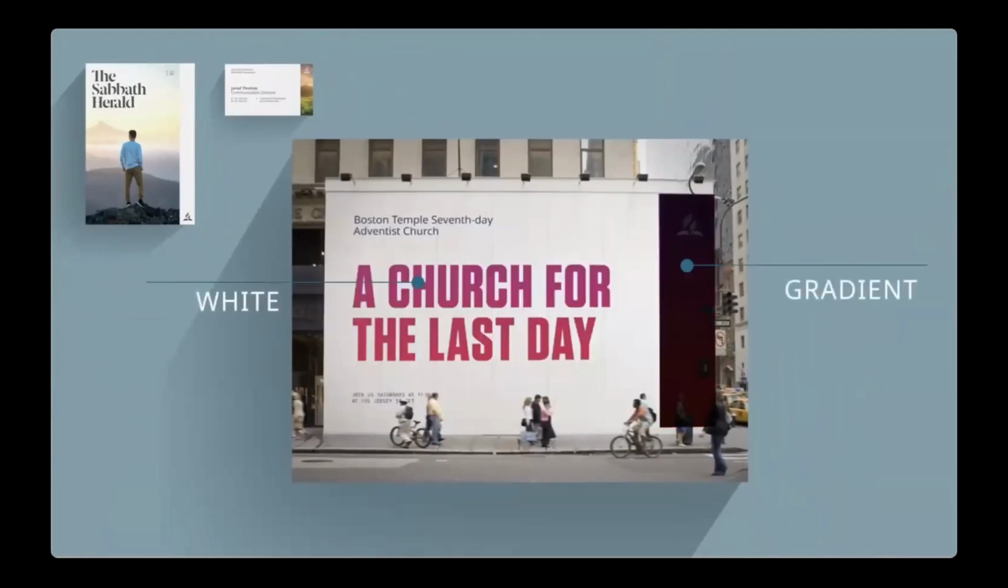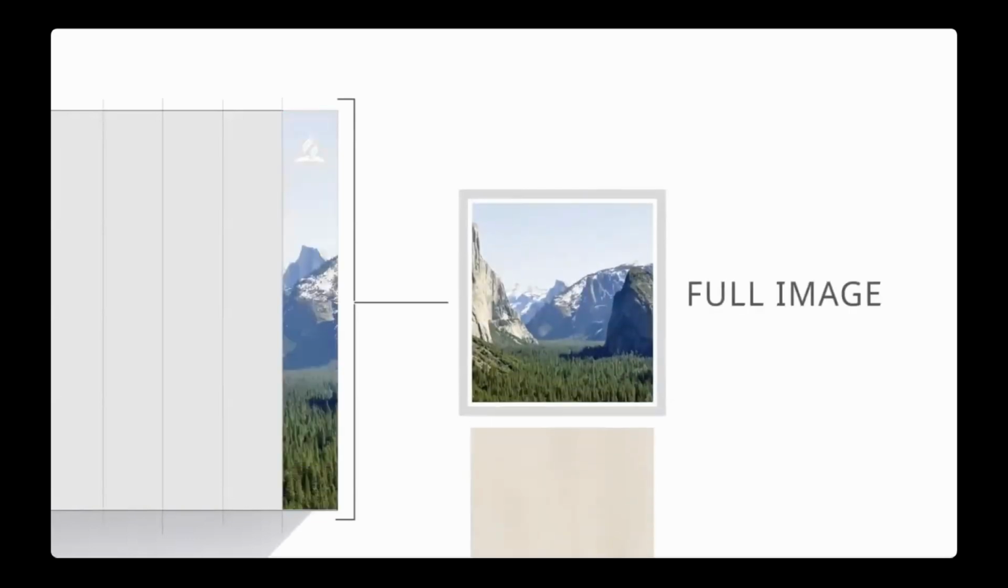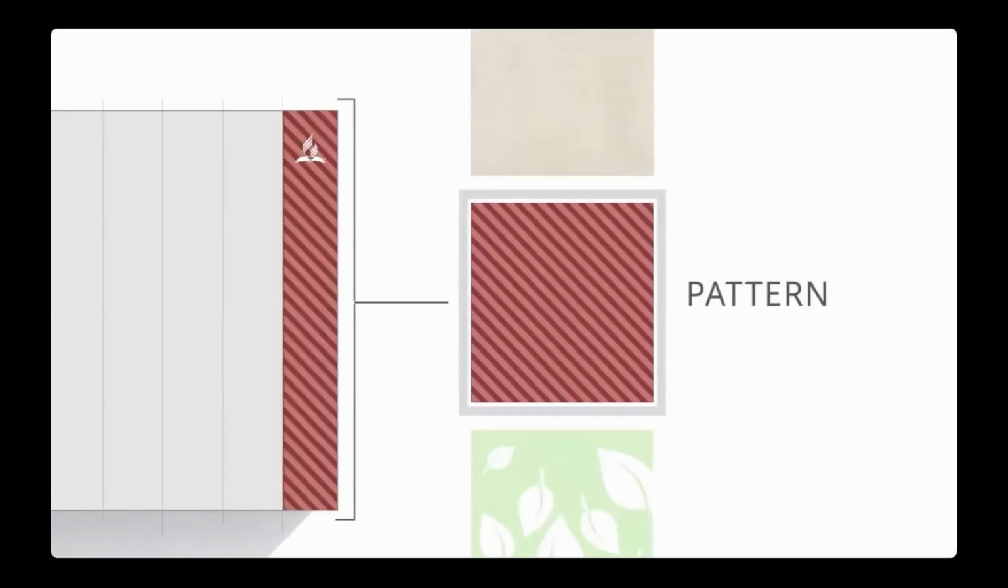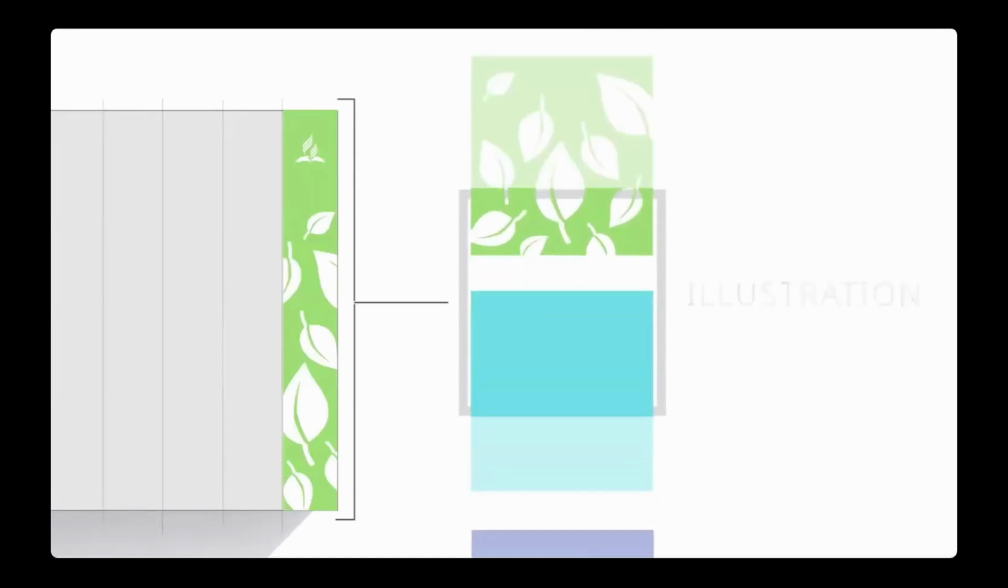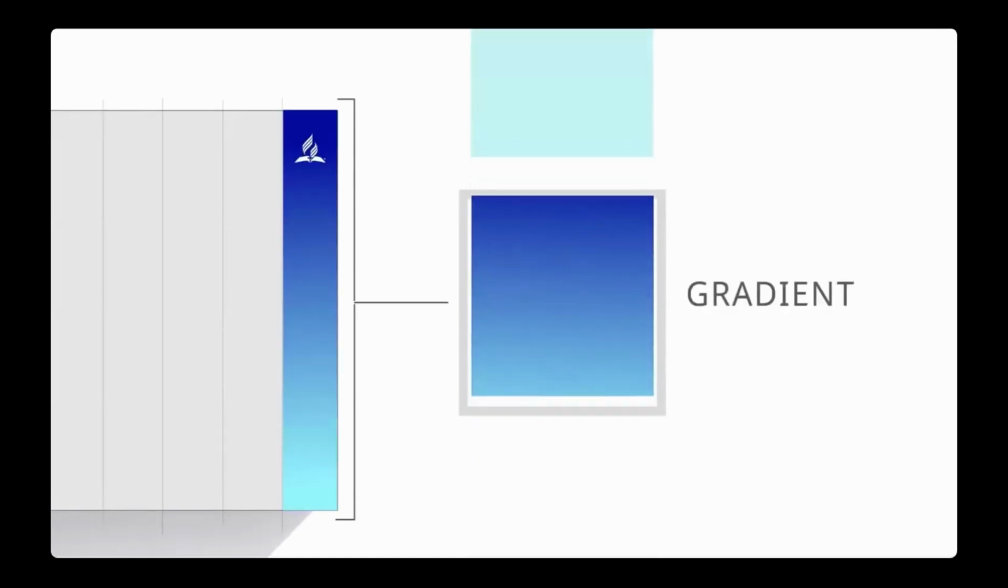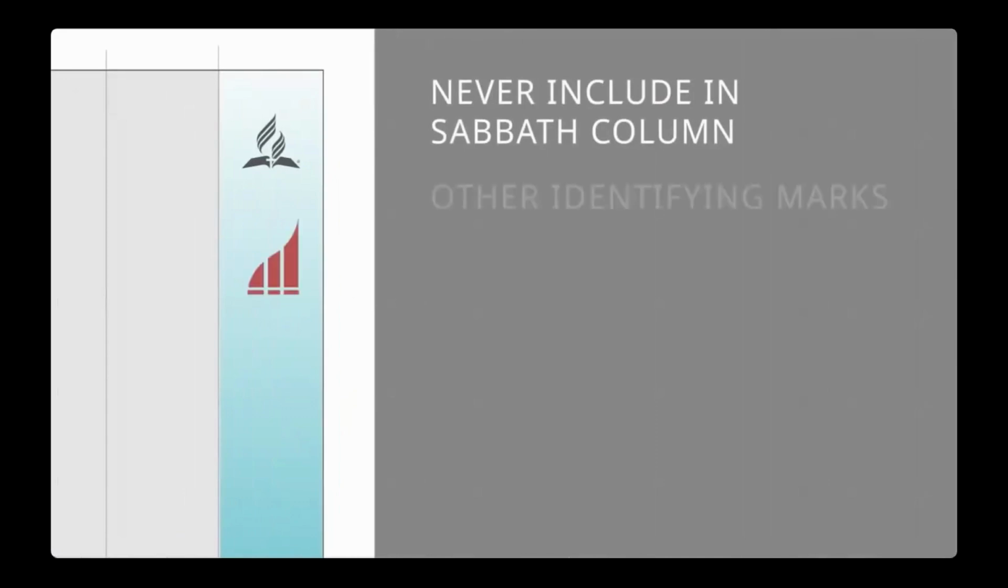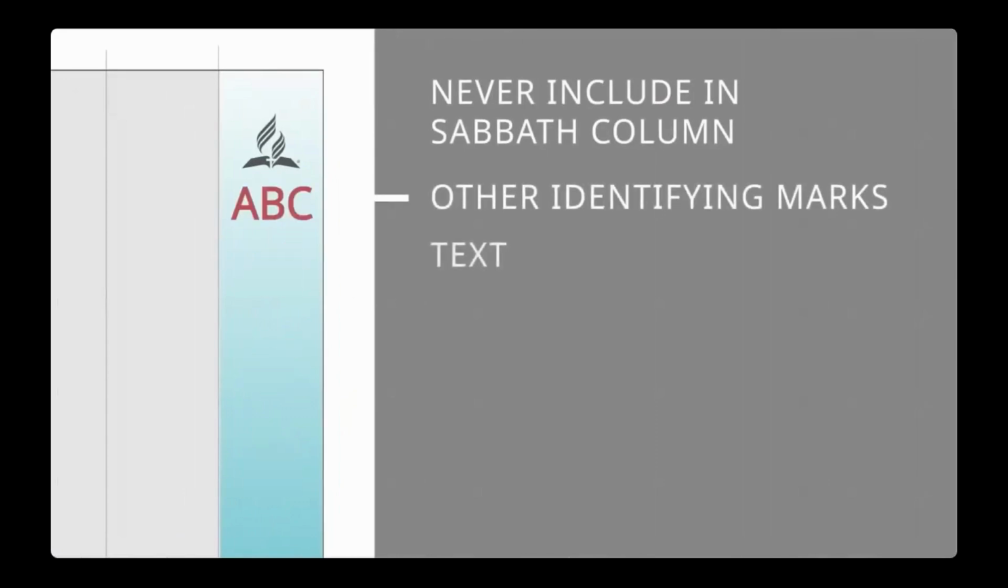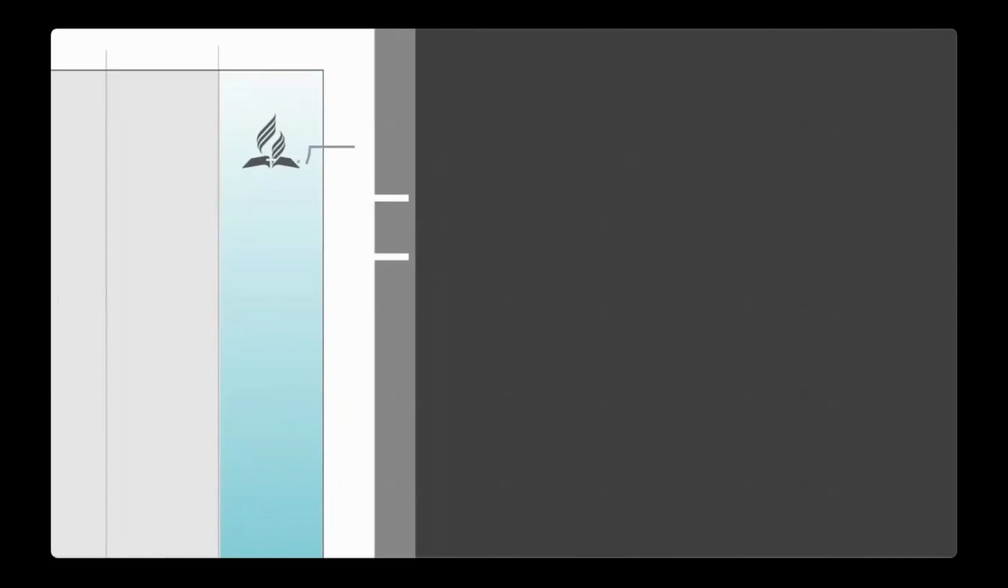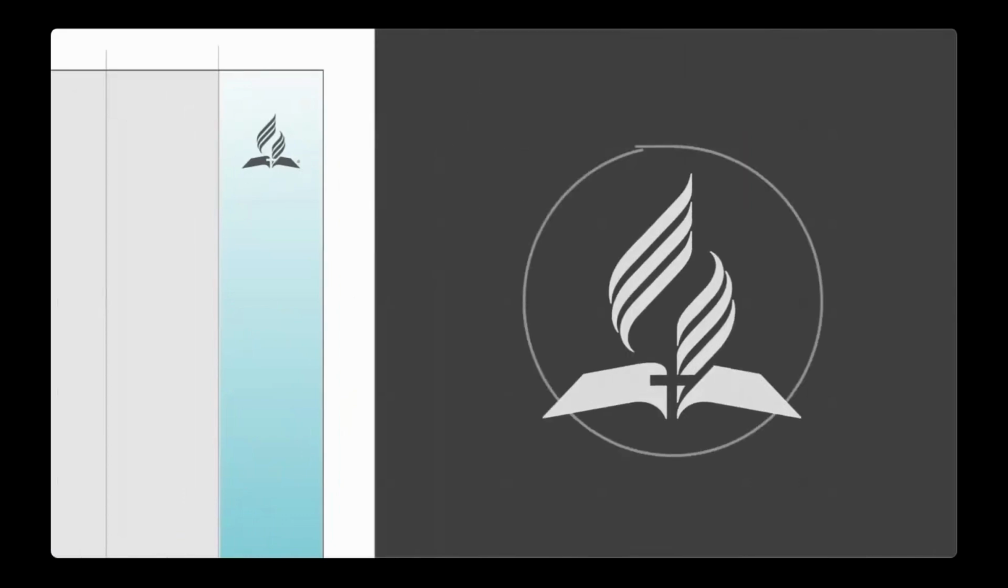The principle to keep in mind is contrast. The Sabbath column can be filled with just about any background element: a full bleed image, a texture, pattern, illustration, bold colors, a gradient, or even white space, as long as it is beautiful and fills the entire column. Aside from full background elements, the 7th column should never include identifying marks or text of any kind, with the exception of the Adventist symbol.